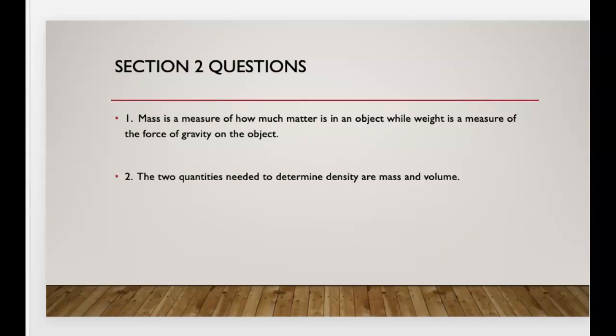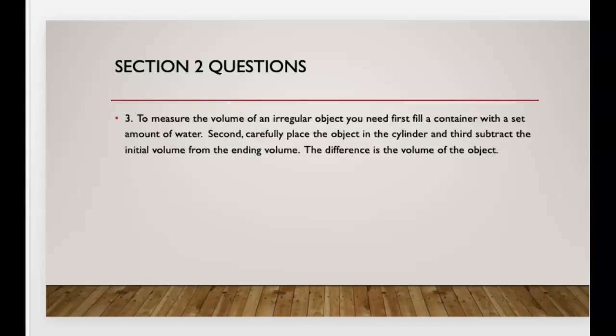All right, section 2 questions. The first question was asking how much matter is in an object, which is mass, while what's the difference with weight? Remember, weight is a measurement of the force of gravity. Depending on where you are in our universe, there will be a lot of gravity or a little bit of gravity. Question 2 is asking you what quantities are needed for density, and they are mass and volume.